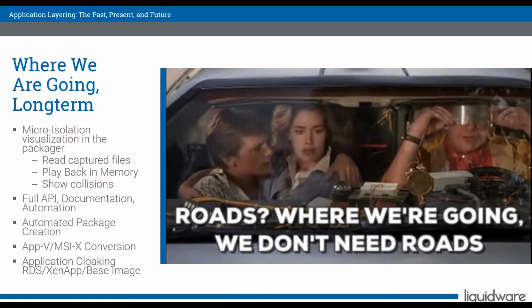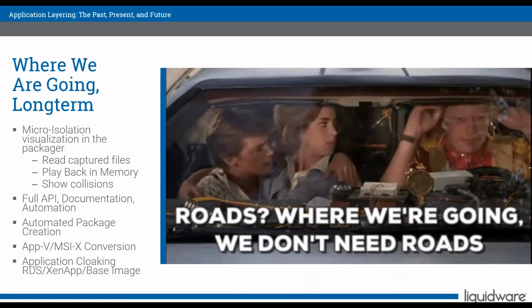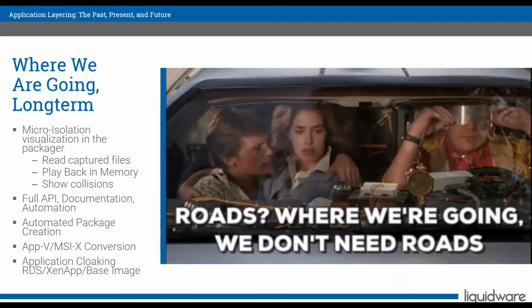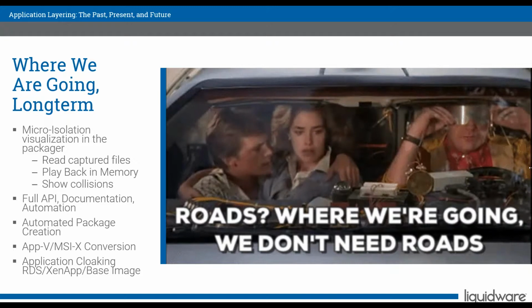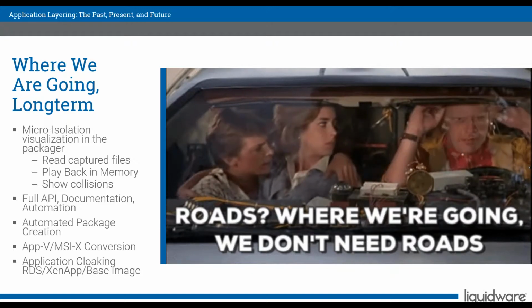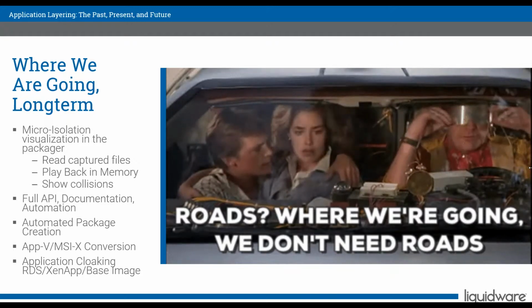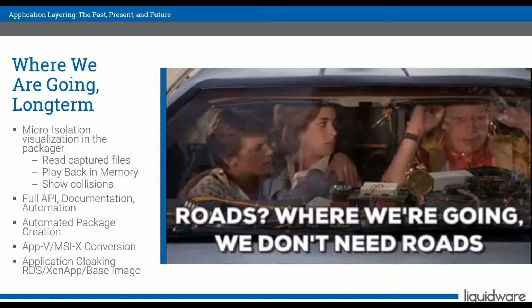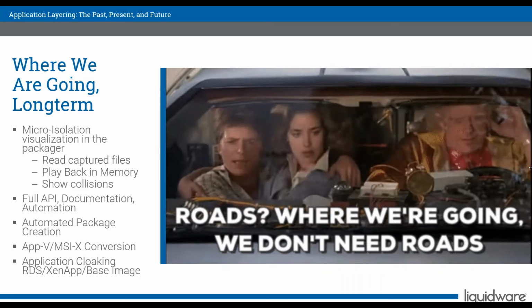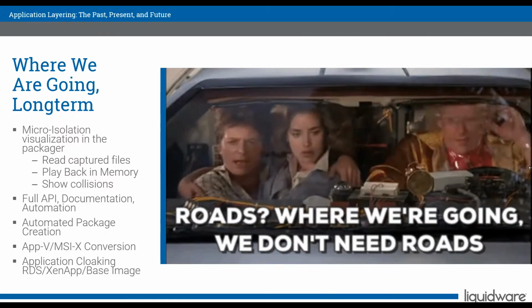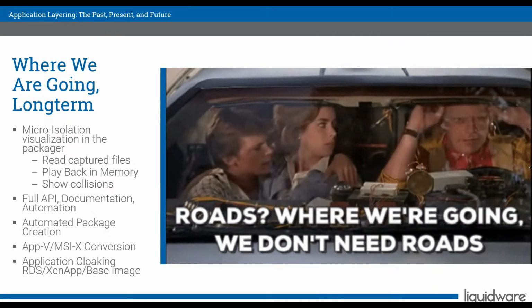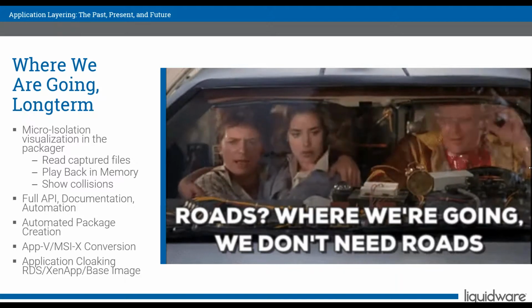The last feature we're going to be adding is application cloaking. And this is great for RDS, XenApp, or your base image. The idea is that, you know what, some apps just belong in the base image, and occasionally you're going to run into an application that just won't layer. You've got to put it in the base. But I don't want to have to manage 2 or 3 or 4 or 10 base images. So is there a way for me to maintain licensing and still have a single gold image at the same time? And the answer is yes, you can do that through application cloaking.